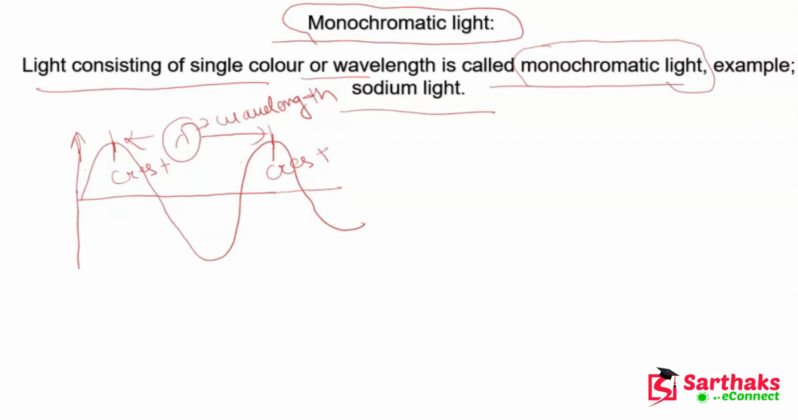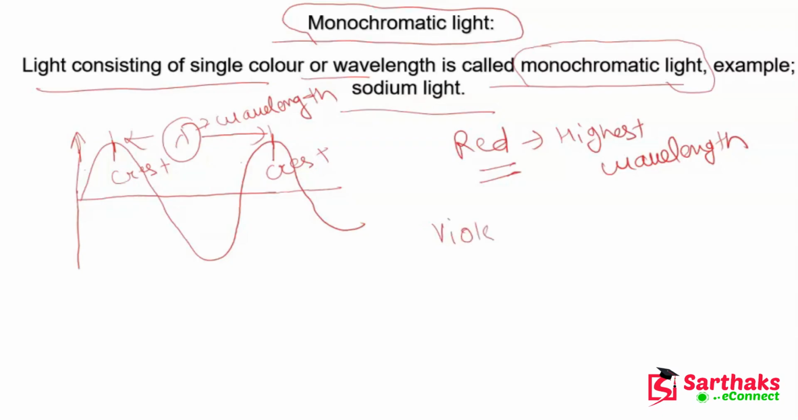Red has a different wavelength, blue has a different wavelength, and let me tell you that red has the highest wavelength. That is the reason that the red color deviates least, because it has the highest wavelength. And the violet has the lowest wavelength. I hope the concept of wavelength is clear to you now.